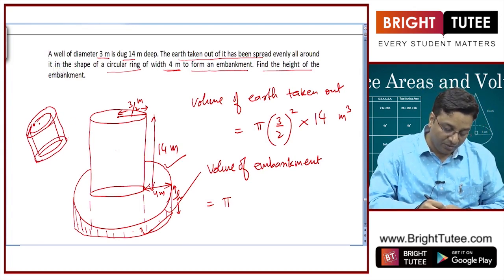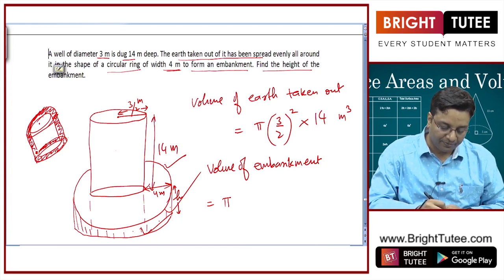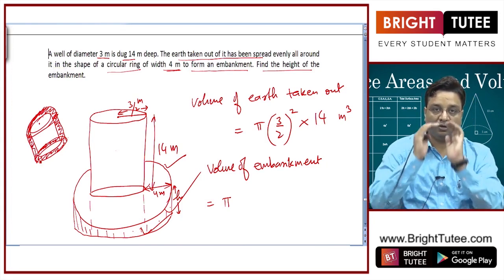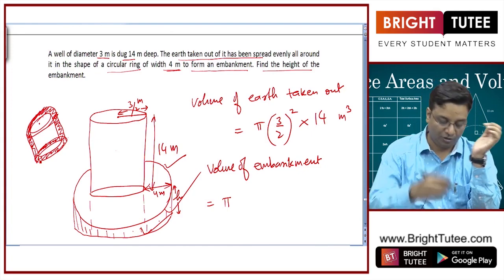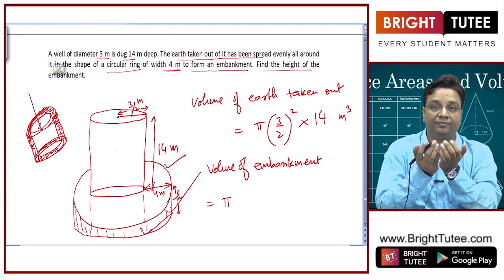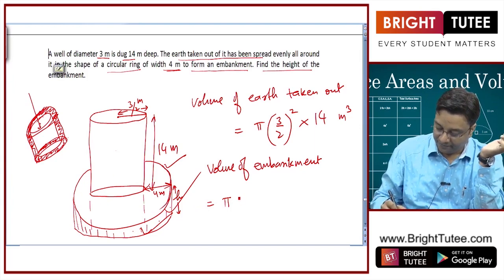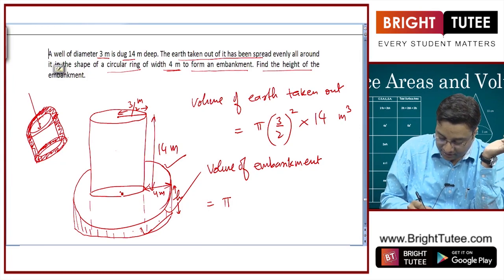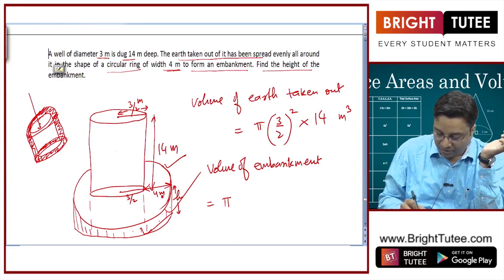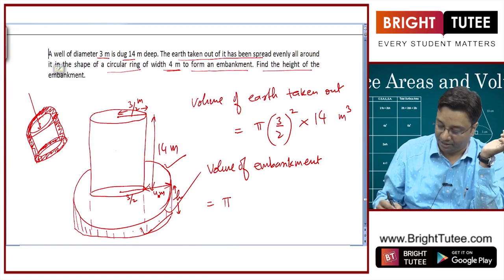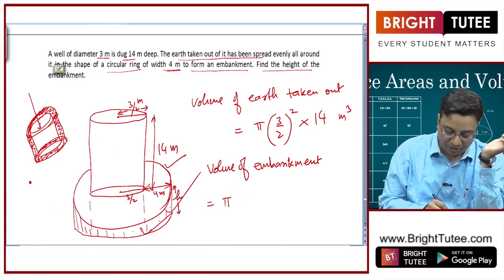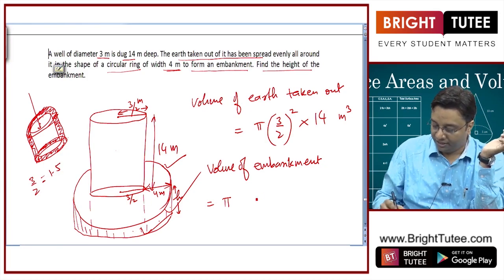Okay, so I need to calculate this volume here. Let us say it is metallic, so I need to calculate the volume of the metal used here. What will be this volume? Volume of the outer cylinder minus volume of the inner cylinder, right? So volume of the outer shape is pi. What is the outer radius? It is 3 by 2 plus 4 meter, which is the width of this embankment. So 3 by 2 plus 4 is how much? 3 by 2 is 1.5 plus 4, so it makes it 5.5.